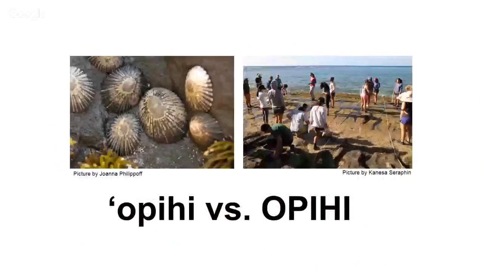So first, to clear up some misconceptions, 'opihi with the okina is the limpet that lives in the intertidal, and maybe you've eaten it before. And OPIHI in all caps is an acronym for our program. Our program is designed to look at rocky intertidal shores in Hawaii and see how they're changing over time.